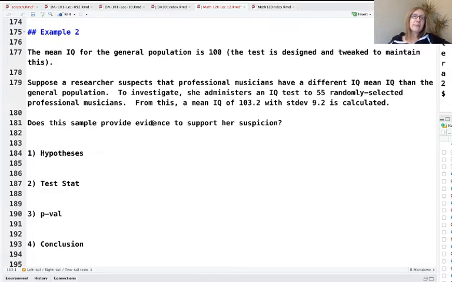All right, here's example 2. In this one, we're talking about IQ. And this is true. The mean IQ for the general population is 100. And they actually do constantly tweak the test every year to ensure that that's the same. Suppose that a researcher suspects that professional musicians have a different mean IQ than the general population.